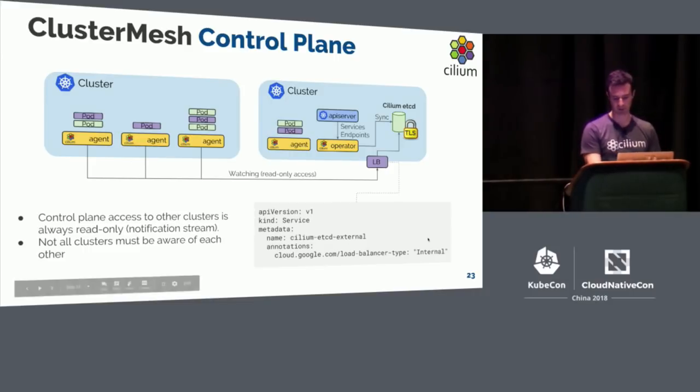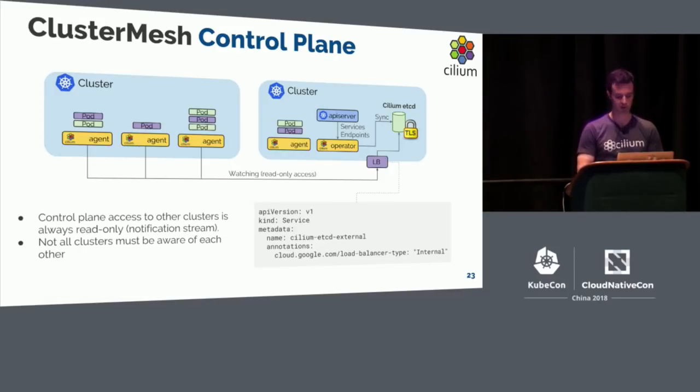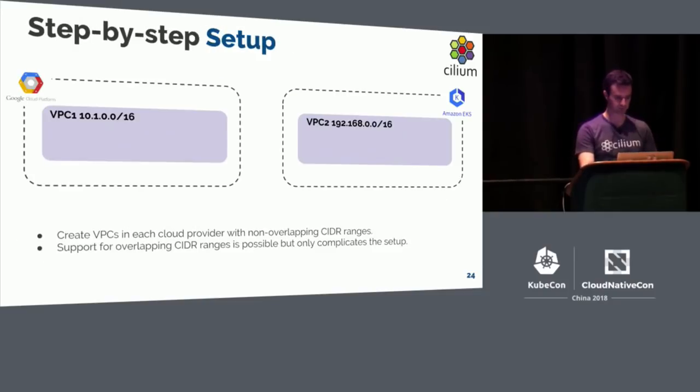I included the example here on how you can do the internal load balancer type on GKE. I think all cloud providers support this. I haven't checked, but at least Amazon and Microsoft support this as well.